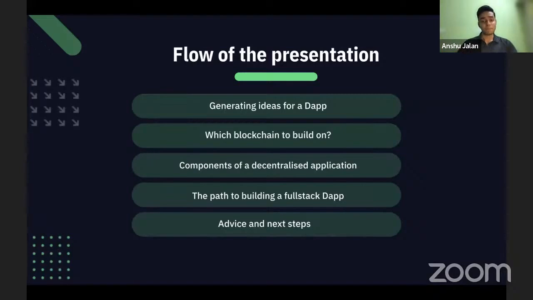And then I'll give a peek into how we develop dApps in the professional setting. And finally, I'll leave you guys with some advice and some next steps that you can implement right after this session. So that's the flow.